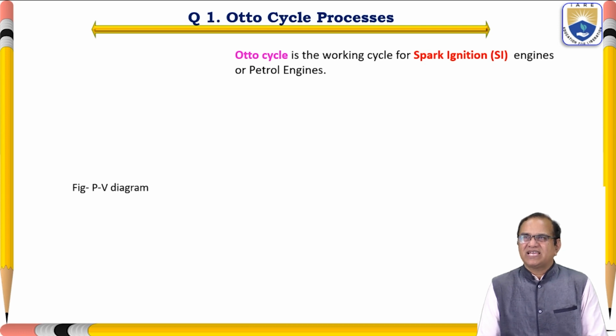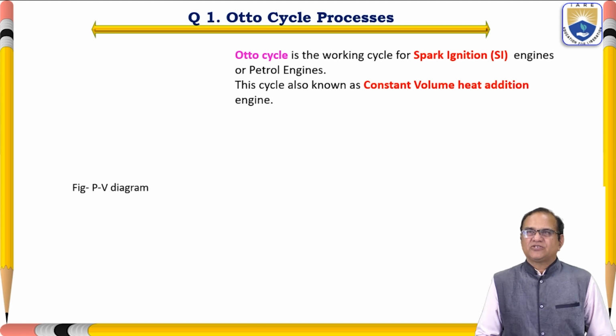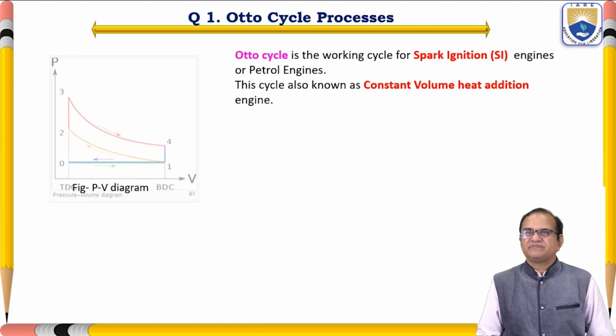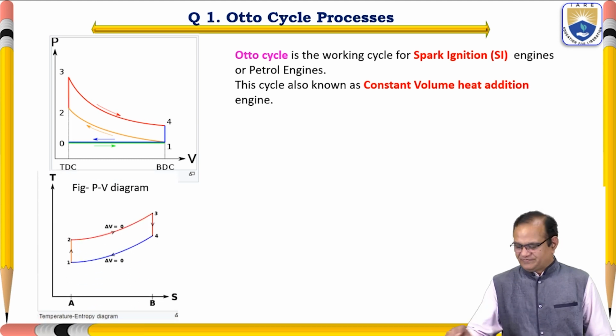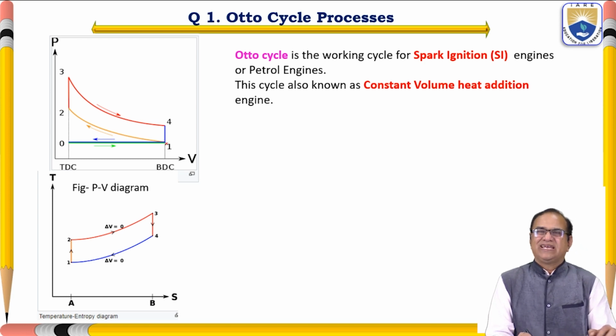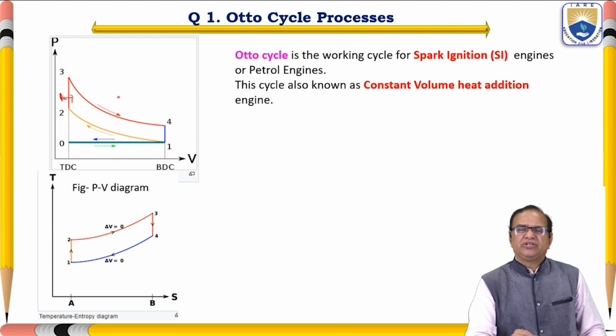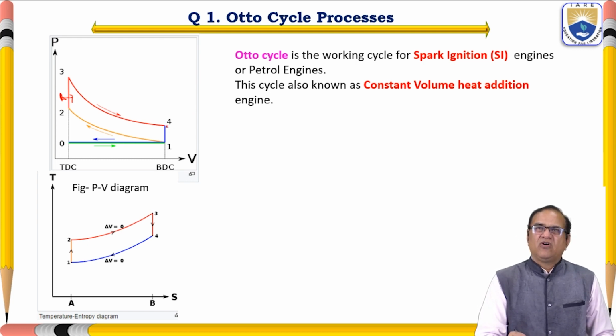The Otto cycle is the working cycle for a spark ignition engine, or the petrol engine. This cycle is also known as the constant volume heat addition cycle. Here we have the 4 processes. 0 to 1 is the suction process. 1 to 2 is adiabatic compression. 2 to 3 is constant volume, or isochoric, heat addition. Here heat is added. 3 to 4 is adiabatic expansion. 4 to 1 is heat rejection, and 1 to 0 is the exhaust.